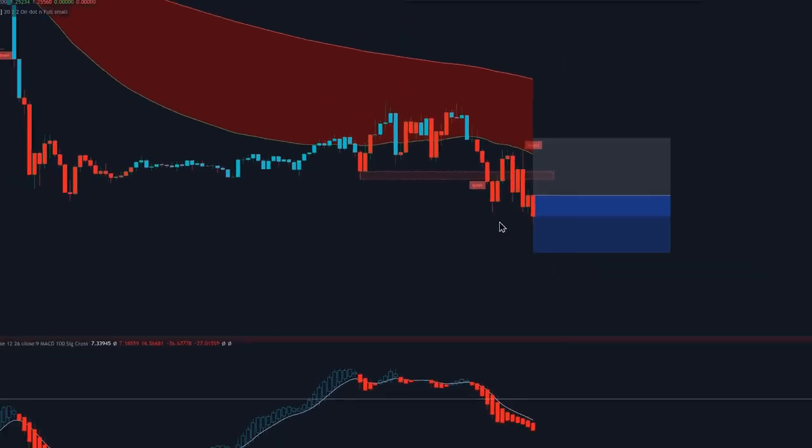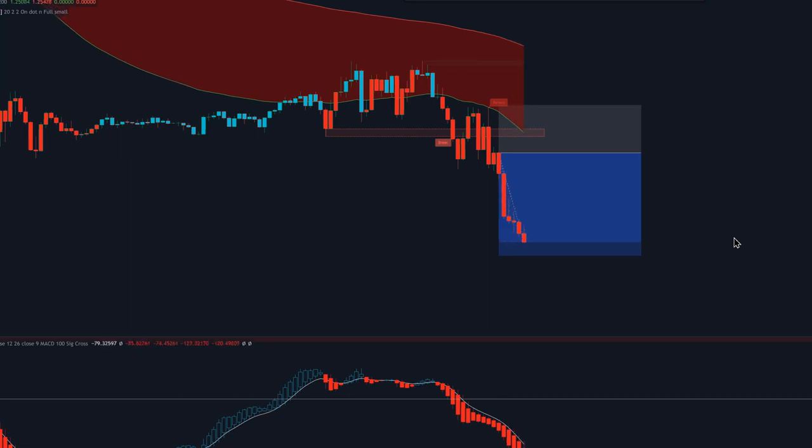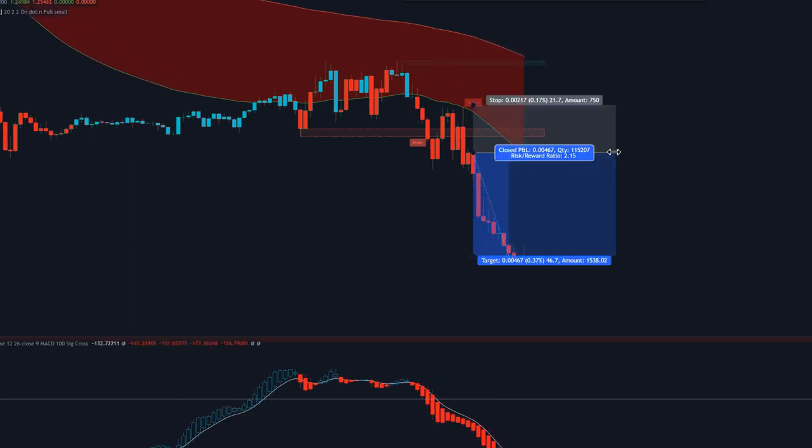Now, to set the stop loss, we're gonna identify the retest candle, and we're gonna place the stop loss just a few pips above the retest candle. For the take profit, we could go with 2 times the risk, letting this trade run, and as you can see, it decides to hit take profit.